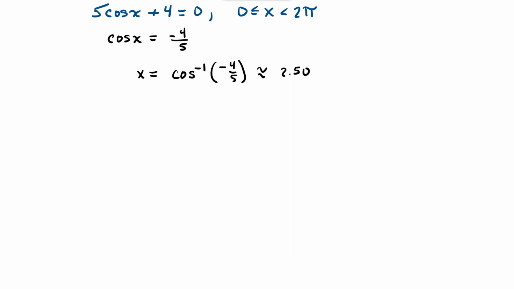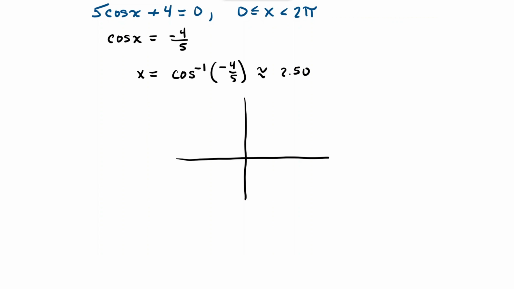Now, we do know that in one full revolution, which is 0 to 2 pi, one full rotation on the unit circle, there are two values for which cosine x could be equal to negative 4/5. 2.50, as we can see, is a quadrant 2 angle for two reasons. We know that the inverse cosine function returns a value between 0 and pi. If the argument is positive, that means we have a first quadrant angle. If the argument is negative, that'll be a second quadrant angle.